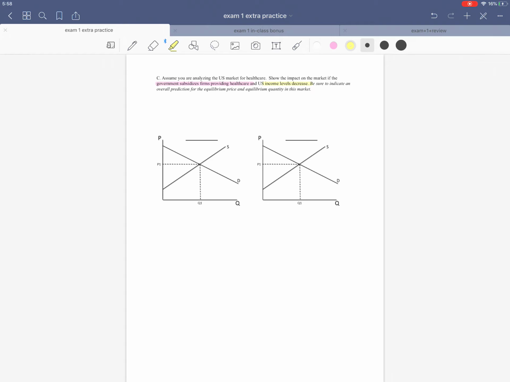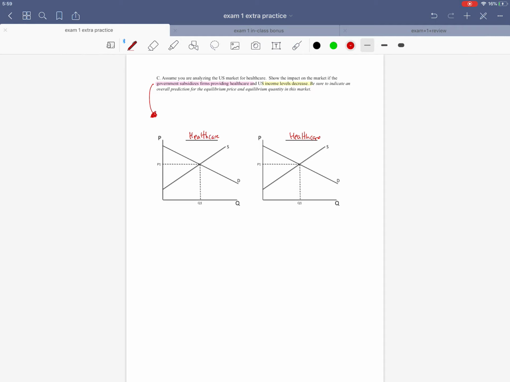So as I talked about in the notes, the best way to answer something like this is to separate the impacts. So we're in the market for healthcare, but we'll see that each of these scenarios, one will affect the demand side of the market and the other is going to affect the supply side. So as we isolate the impacts to make an accurate prediction, let's start with our supply side. So the government subsidizing healthcare.